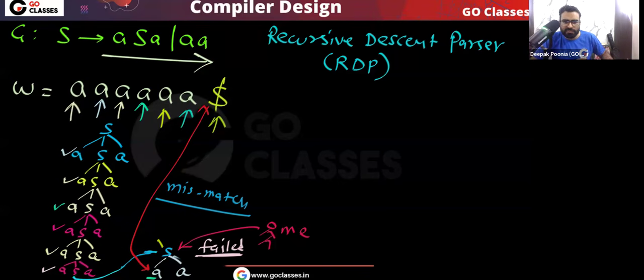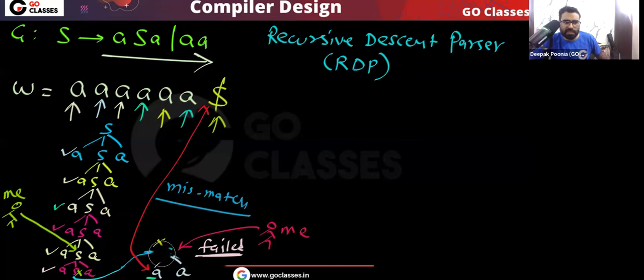And when I say this S is a failure, what does it mean? It means this ASA has failed. So now I will tell this S, see, your ASA production has failed. Yes or no? Your ASA production has failed. Agree? So I will say that your ASA production has failed. So this S will tell me that okay, no problem, I will try the a production. I still have the choice available.